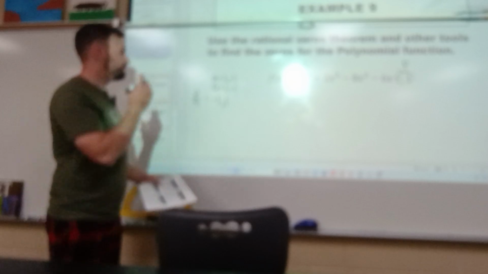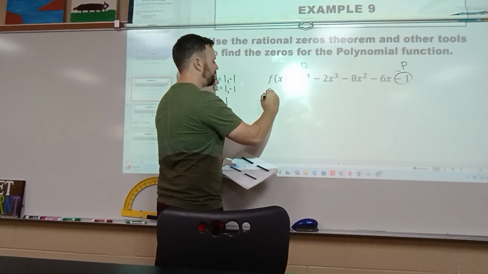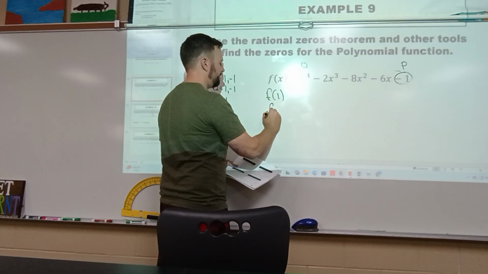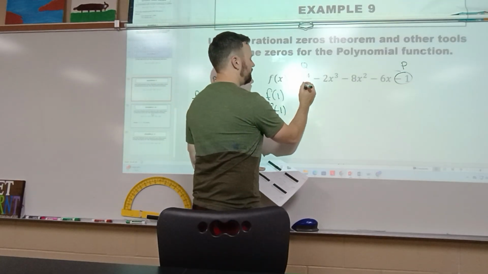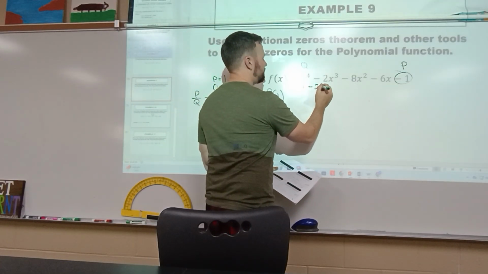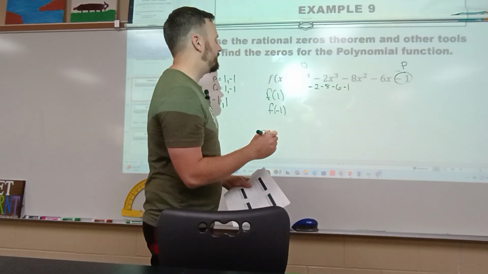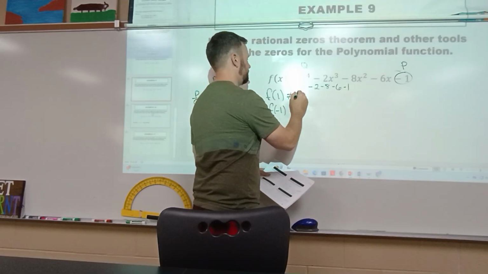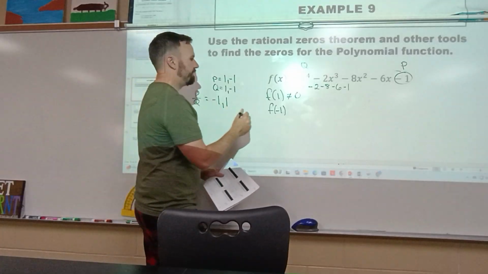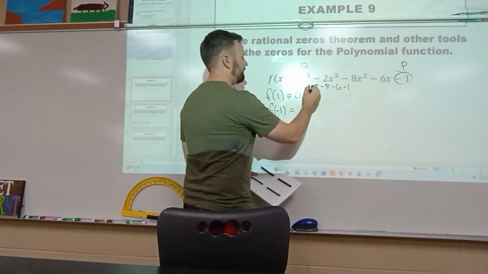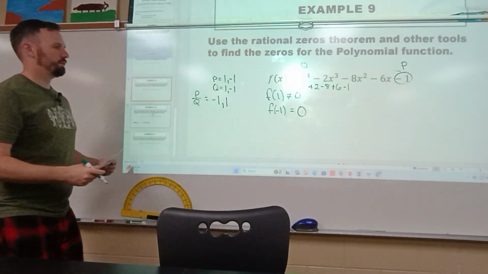Oh, no. I didn't write down which one's which. All right. So f of 1 and f of negative 1. So f of 1 would be what? 1 minus 2 minus 8 minus 6 minus 1. That's not going to be 0. Right? Yeah, that's not 0. f of negative 1, that becomes a plus. That is 0.